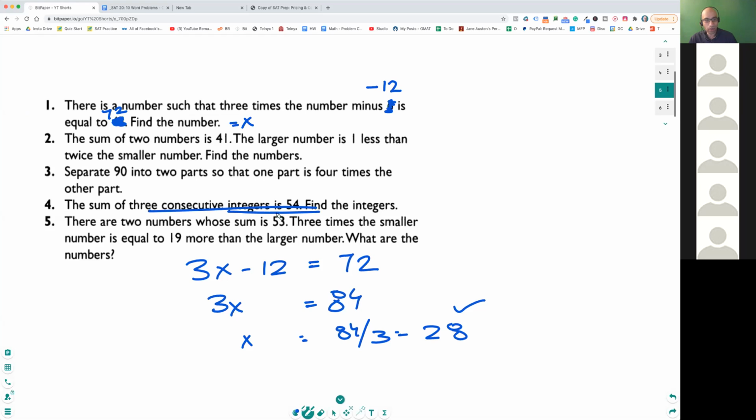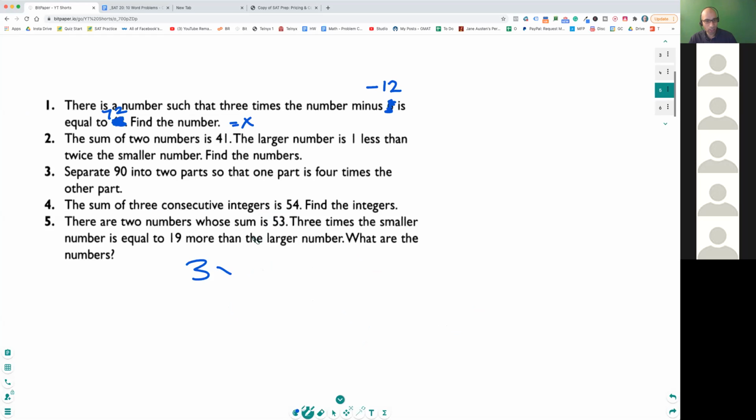Now let's see what else we can do here. Consecutive numbers are an important topic as well. They might ask you once in a while. At least you need to know what consecutive numbers are. Consecutive numbers means the numbers which are following each other, right? So if the first number is 10, the next number is going to be 10 plus 1, which is 11. Then the next number is 11 plus 1, which is 12.